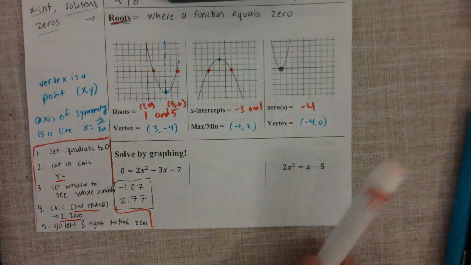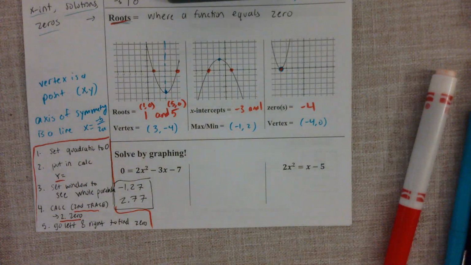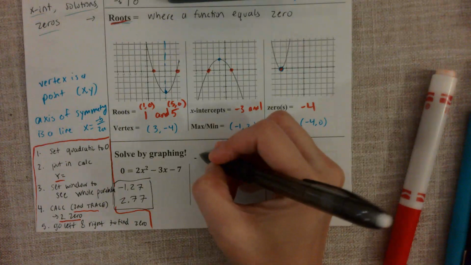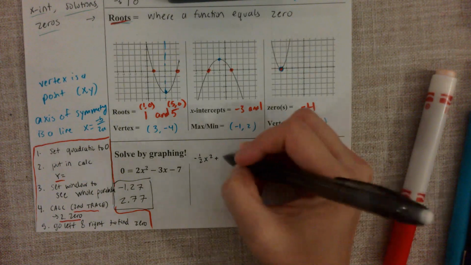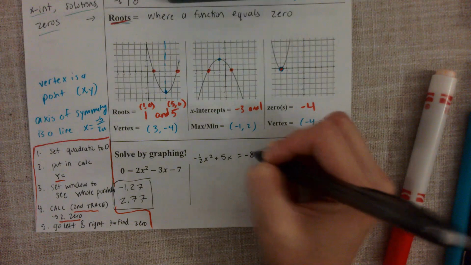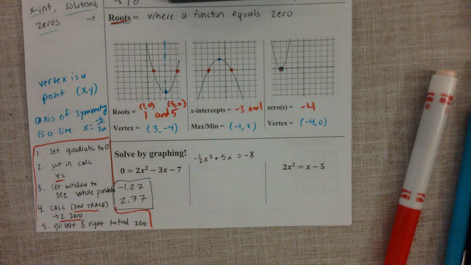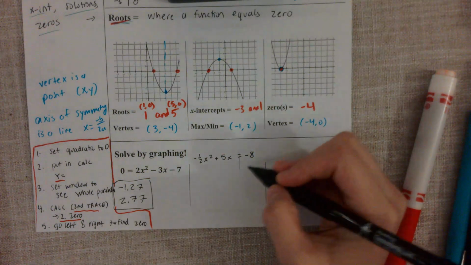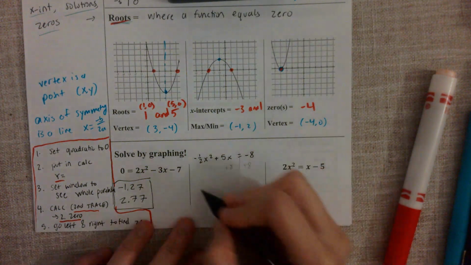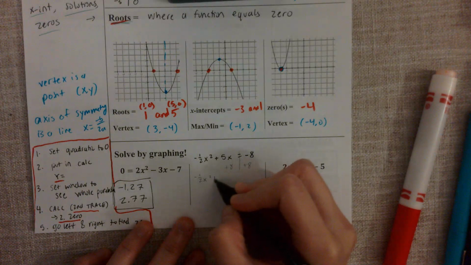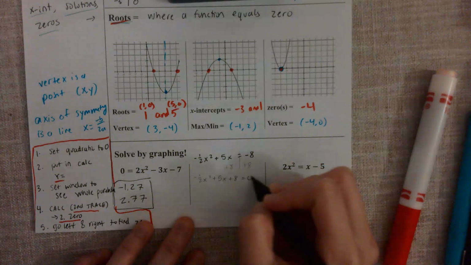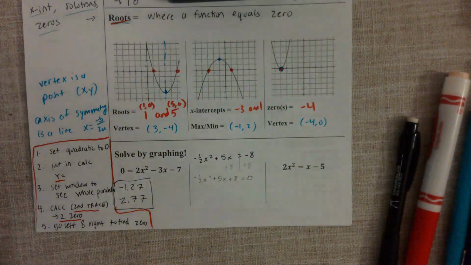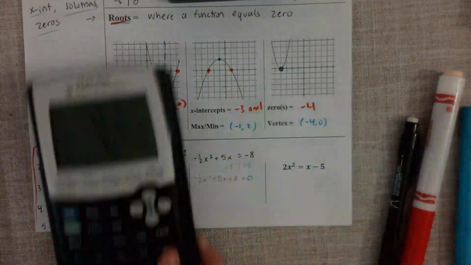Okay, so let's do an example, right? So we have -1/2 x squared plus 5x equals -8. Okay, so our first step is going to be setting it equal to 0. So we're going to move the 8 to the other side. So add 8 to both sides. We have -1/2 x squared plus 5x plus 8 equals 0. Okay, so we set it to 0. We're going to put it in the calculator.